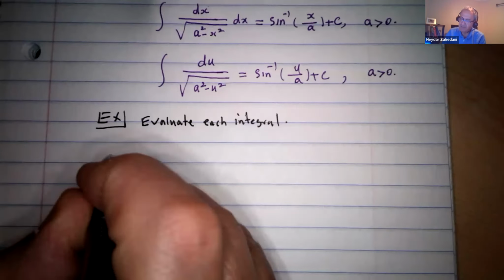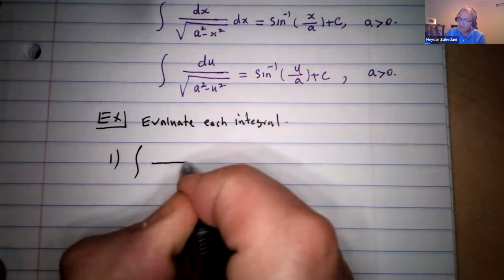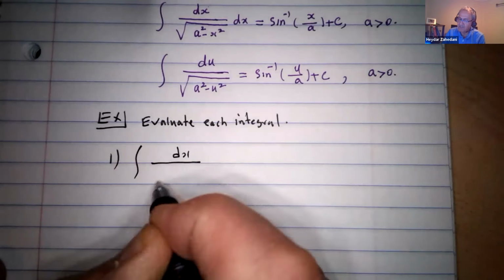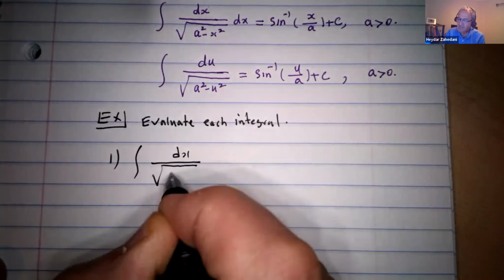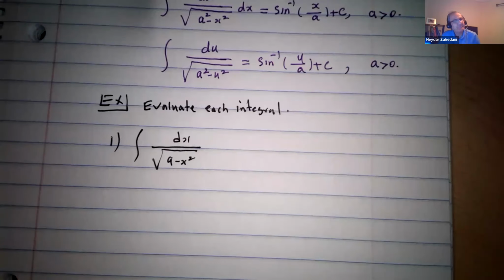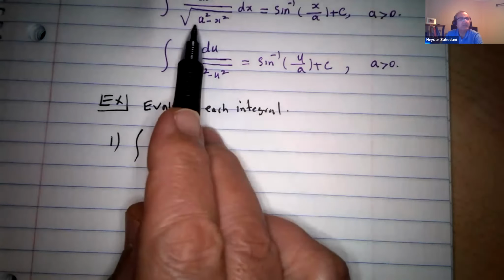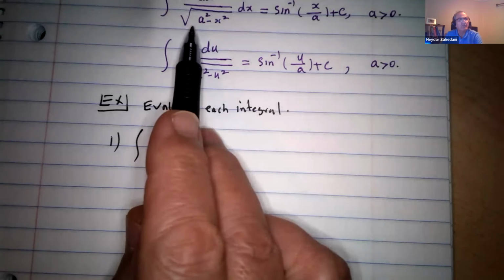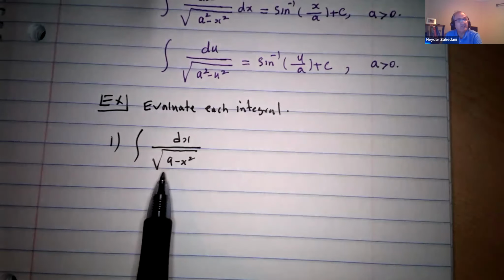And the first one, you may have the integral of dx over the square root of 9 minus x squared. You see this one? It is a form of the sine inverse. The sine inverse is 1 minus x squared. But here it is 9, so that's this format. So a squared is equal to 9, so a would be 3.